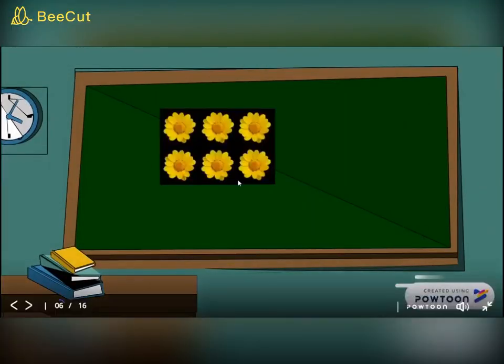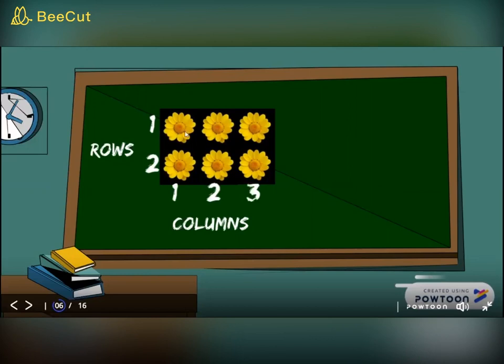Let's take a look here. I have here a flower array. This array has rows and columns. How many rows? We said before, a row is the sleeping line, like this, sleeping line. How many sleeping lines do I have here? 1, 2. How many columns? We said before, the column is the standing line. How many standing lines do I have here? 1, 2, 3. So I have 2 rows and 3 columns.